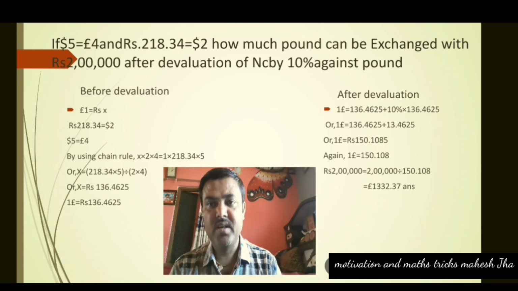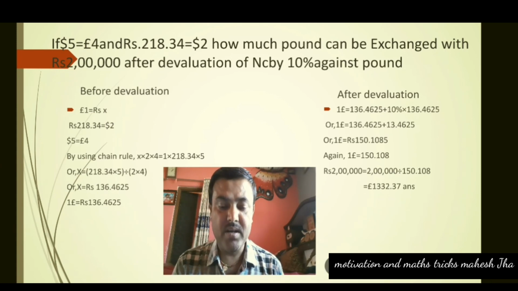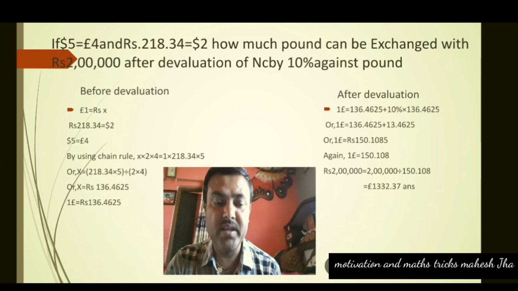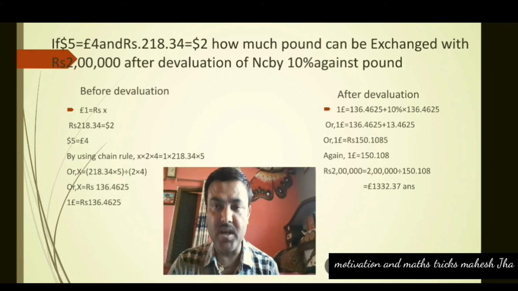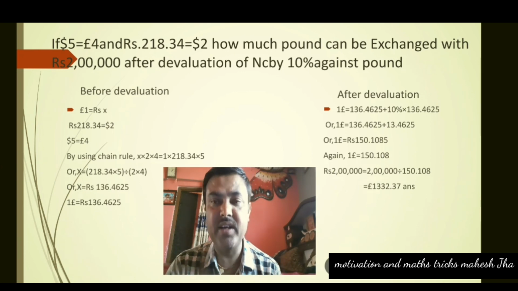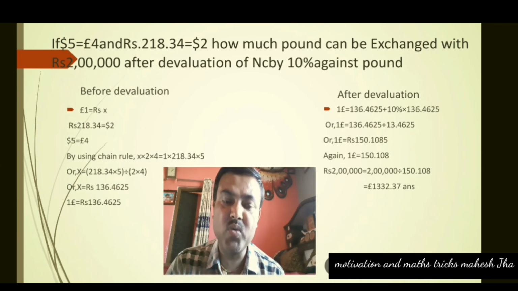Now, after devaluation, 1 pound equals 136.46 plus 10% of 136.46. This gives 150.1085. This became 1 pound equals 150.1085, the cost after devaluation.